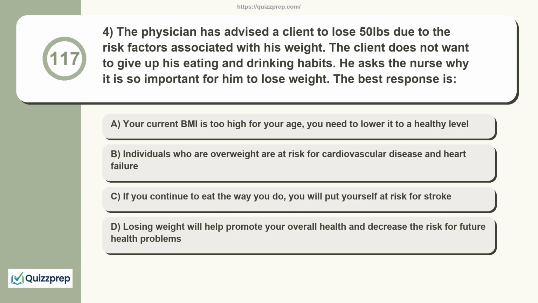Question 117. The physician has advised a client to lose 50 pounds due to the risk factors associated with his weight. The client does not want to give up his eating and drinking habits. He asks the nurse why it is so important for him to lose weight. The best response is: Your current BMI is too high for your age, you need to lower it to a healthy level. Individuals who are overweight are at risk for cardiovascular disease and heart failure. If you continue to eat the way you do, you will put yourself at risk for stroke. Losing weight will help promote your overall health and decrease the risk for future health problems.